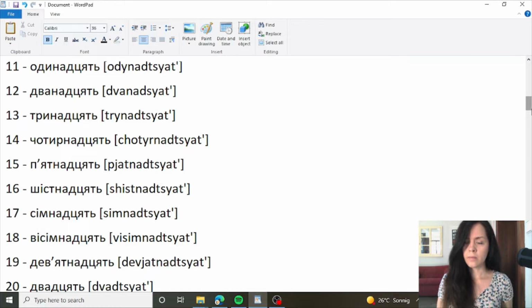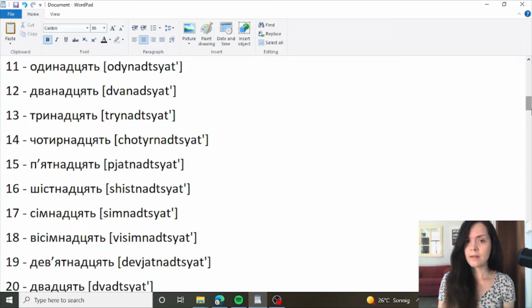13, 3 plus надцять, 13. 14, 4 plus надцять, 14. Then 15, 16, 17, 18, and 19.